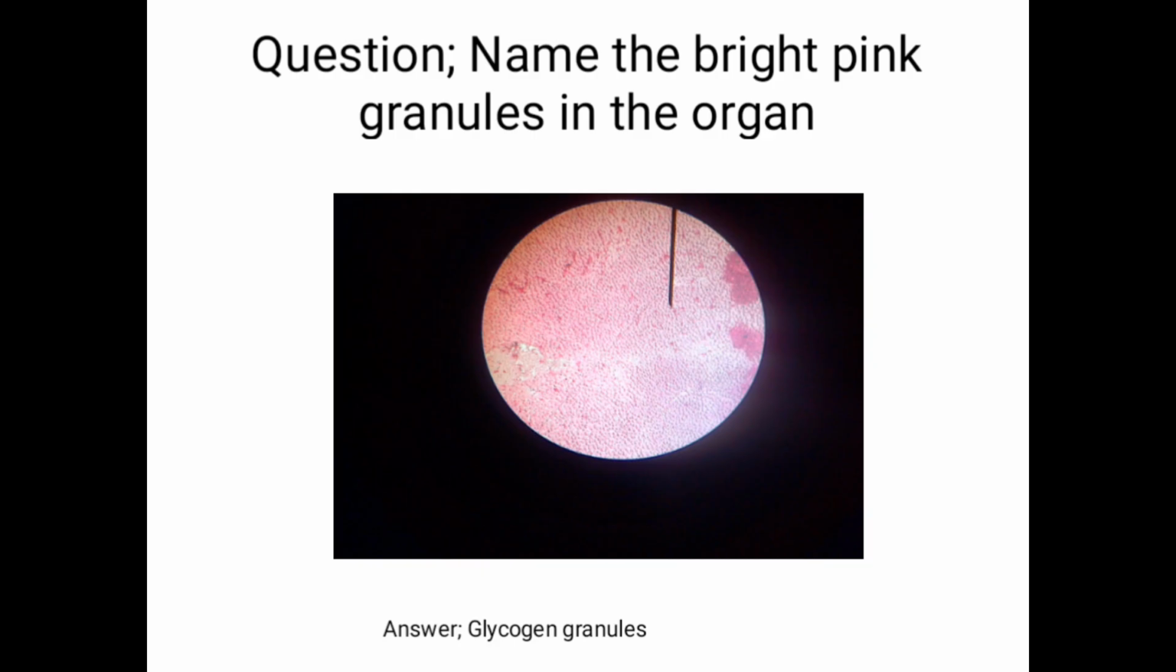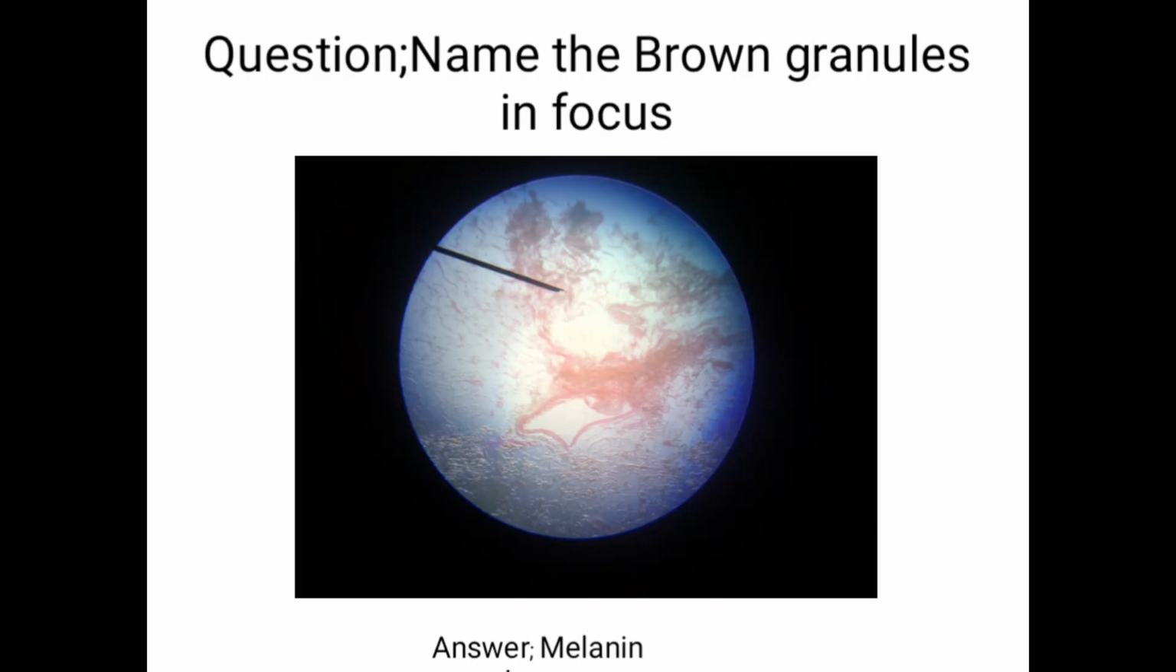Here you have glycogen granules. You find them mostly in liver cells, those are hepatocytes, and also in skeletal cells. One of the ways to identify them is that they look foamy. They have foamy cytoplasm, and they also have fine cytoplasmic granules.